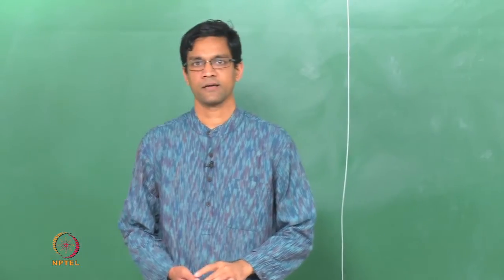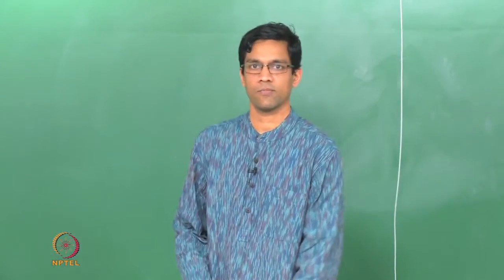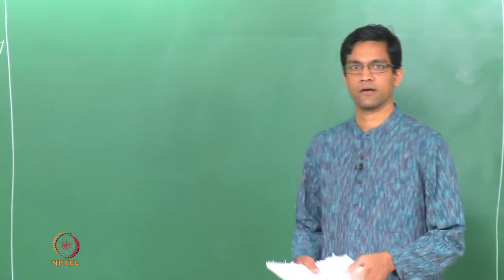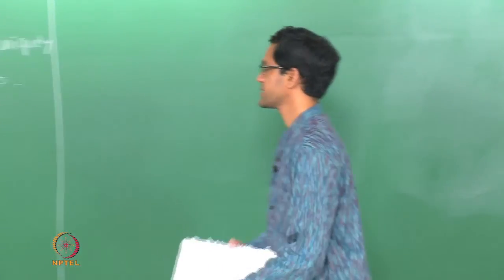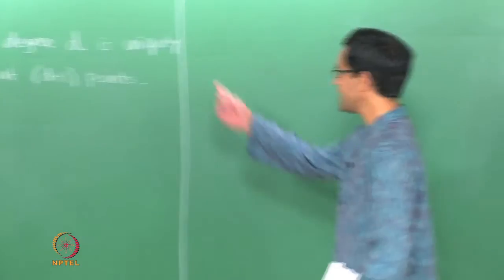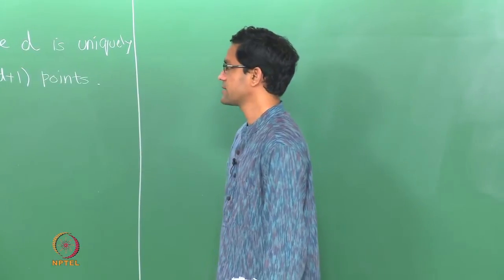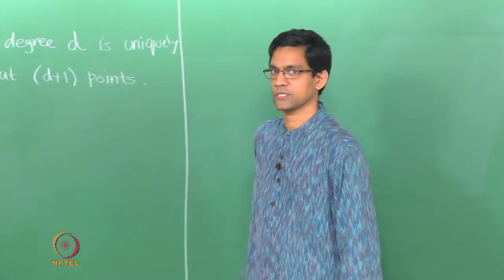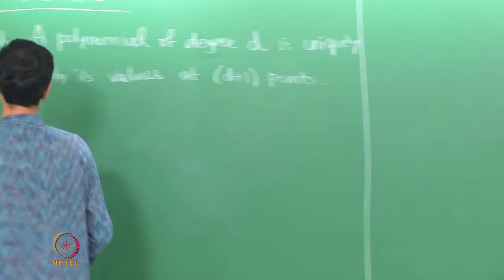Hello and welcome back. Last time we were talking about polynomials, and we finished with this principle. It says that a polynomial of degree d is uniquely determined by its values at d plus 1 points. So what exactly does this mean?